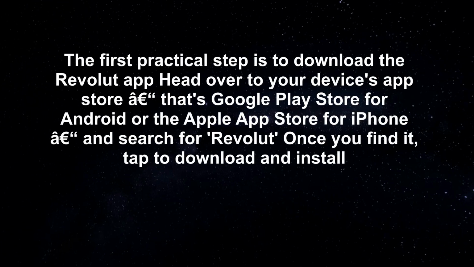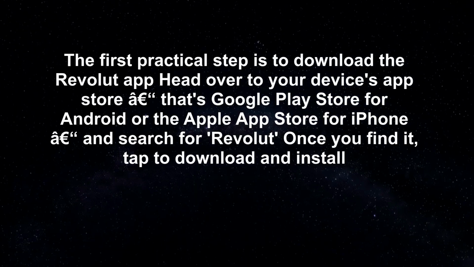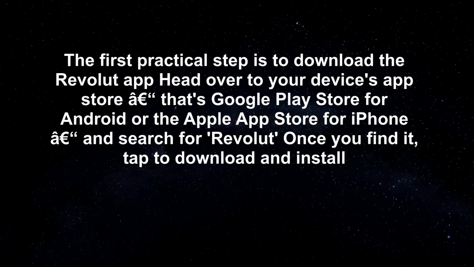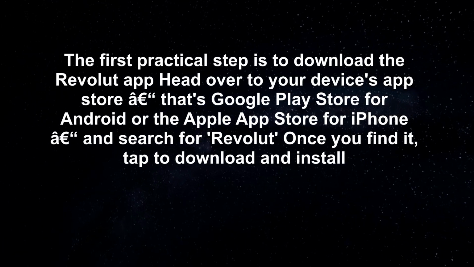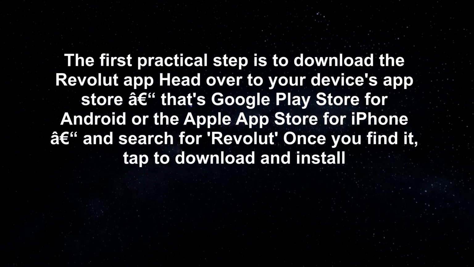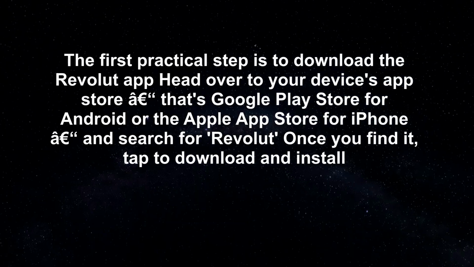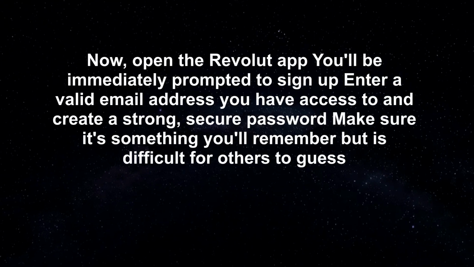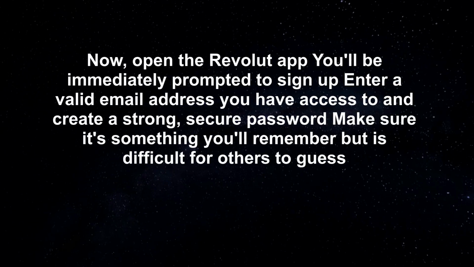The first practical step is to download the Revolut app. Head over to your device's App Store, that's Google Play Store for Android or the Apple App Store for iPhone, and search for Revolut. Once you find it, tap to download and install. Now, open the Revolut app. You'll be immediately prompted to sign up.